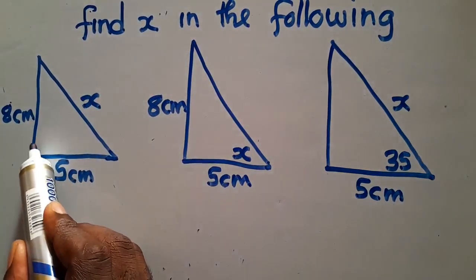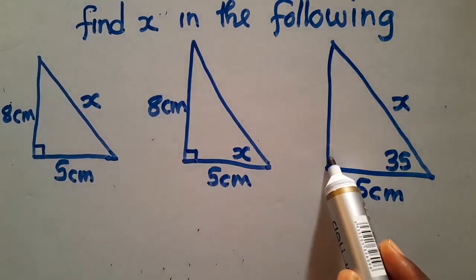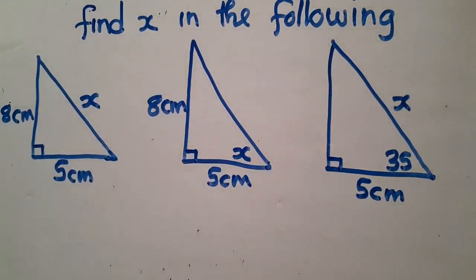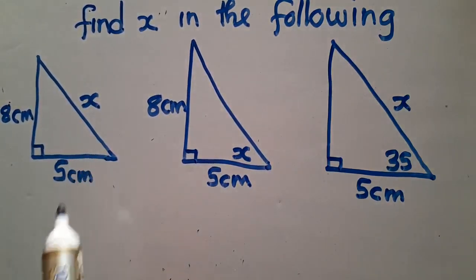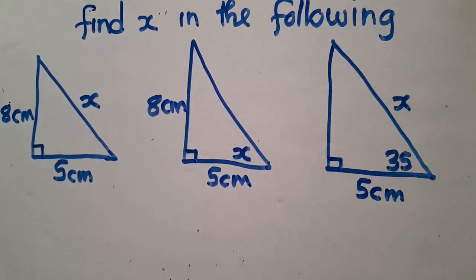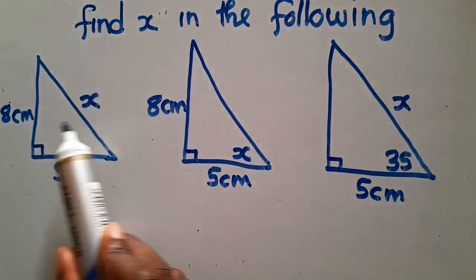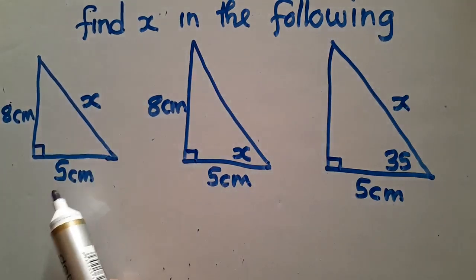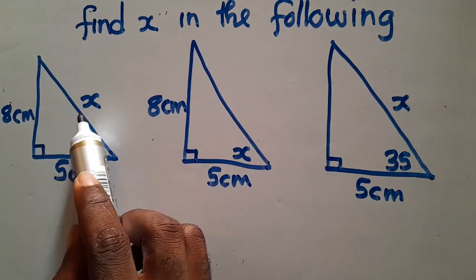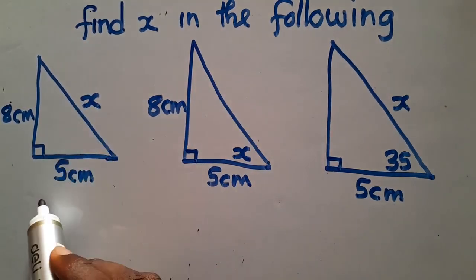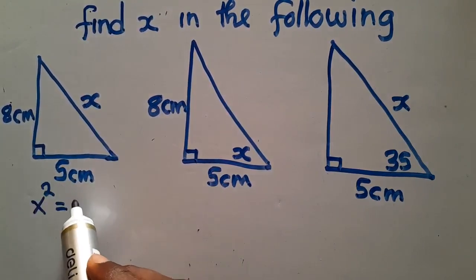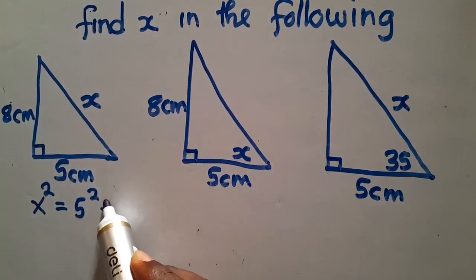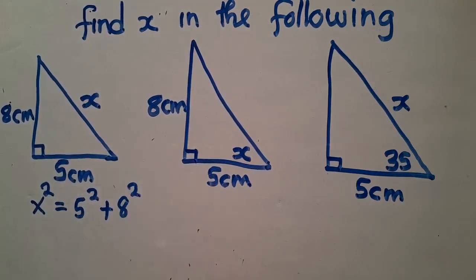We know that all these are right-angled triangles. So how can you find x here? This one is very simple. We are going to use a principle called Pythagoras theorem. That's a theorem that we are going to use to answer this one. We know that this is the hypotenuse. So x squared is equal to, we square these two. We say 5 squared plus 8 squared.